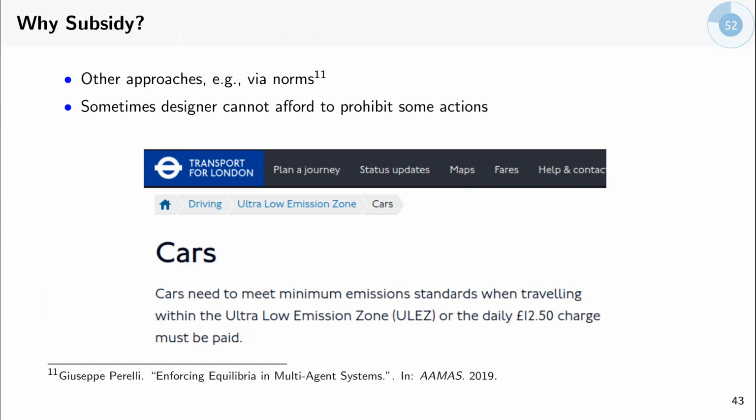So why do we need subsidy? Of course, there are other approaches that supposedly repair games, such as using norms. In a normative system, we can define some actions that cannot be taken in some specific situation. But sometimes it's not affordable to do this. For instance, in London, they cannot just ban cars that don't meet the minimum emission standard from traveling through the Ultra Low Emission Zone. So to incentivize this, they have a daily charge. This is essentially the same as a subsidy, but with a minus, right? So it's taxation basically.